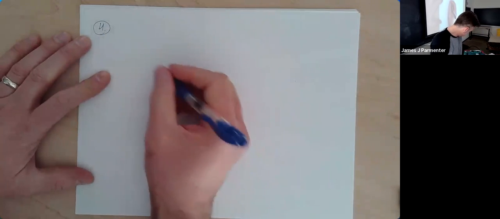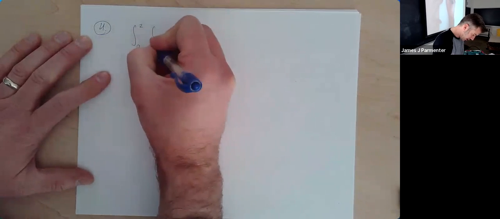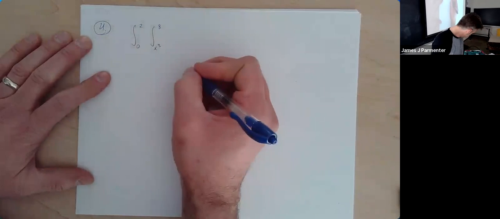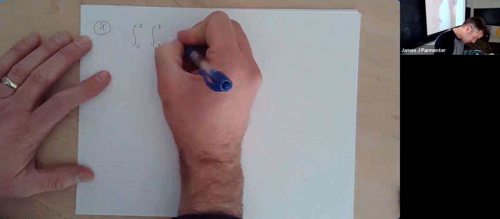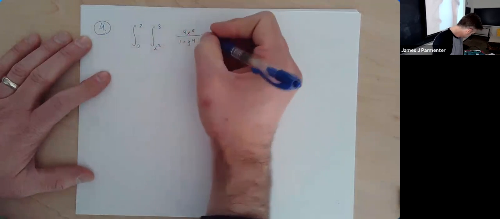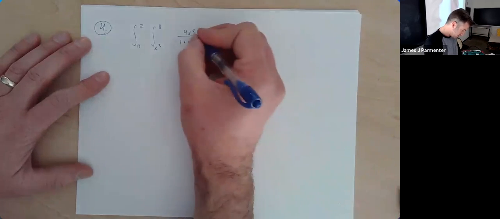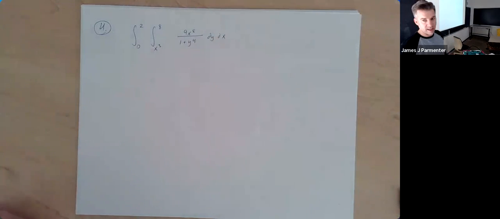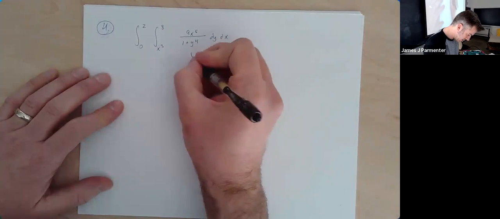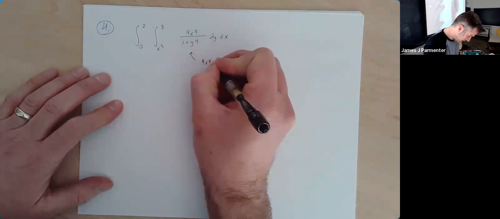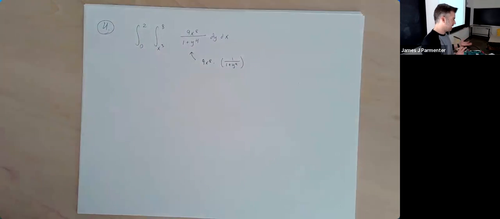Let's say we want to do the integral 0 to 2 of the integral from x cubed to 8 of 9x to the 8th over 1 plus y to the 4th dy dx. If I was thinking of this as two separate parts, I'm thinking of this function as 9x to the 8th times 1 over 1 plus y to the 4th. Just think of the y separate from the x's.